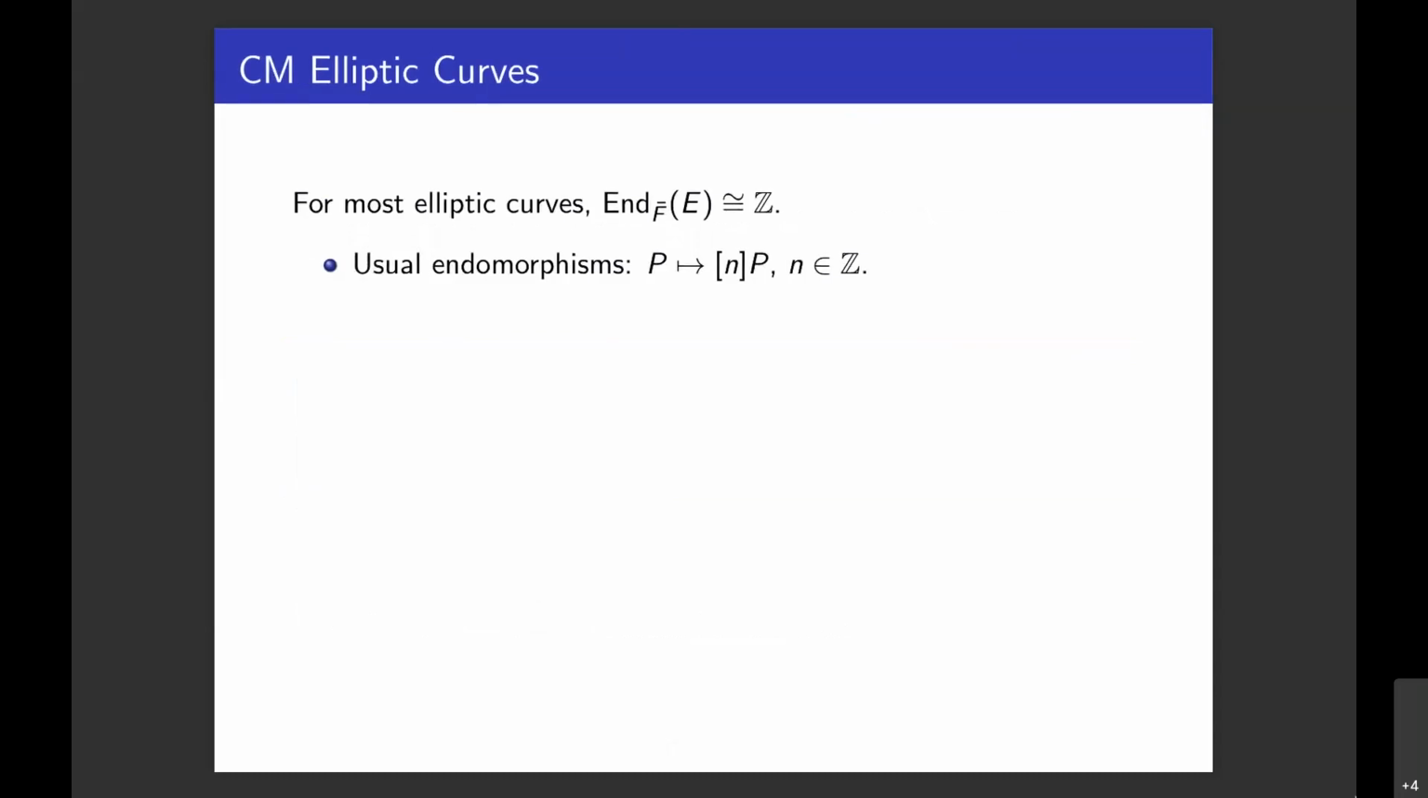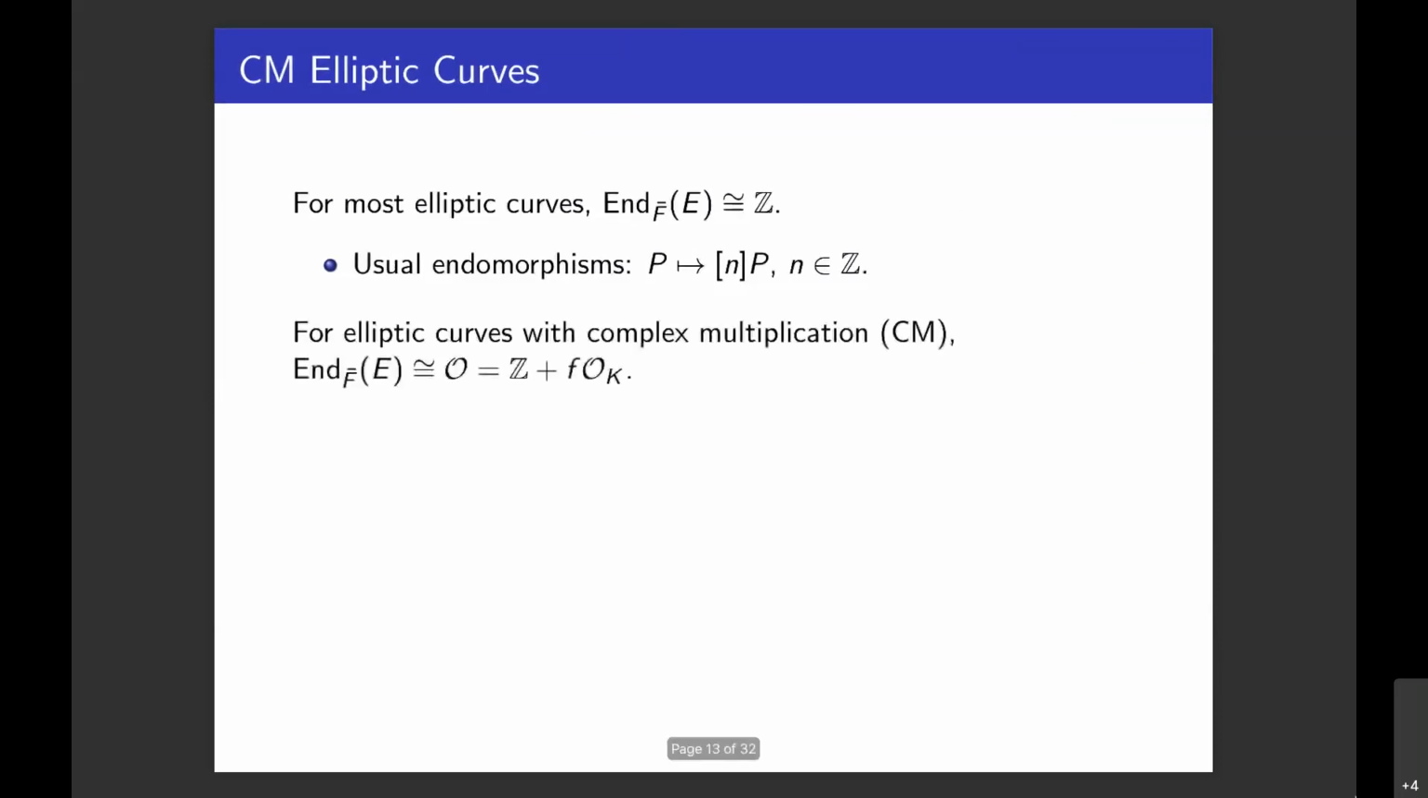So what is CM? For most elliptic curves, the endomorphism ring is isomorphic to Z, so we are adding a point P on our elliptic curve to itself n times, where n is an integer. But an elliptic curve has complex multiplication if its endomorphism ring is larger than Z, so it's going to have some extra structure. Here O is an order in an imaginary quadratic field K of conductor f. Just some notes on notation there.